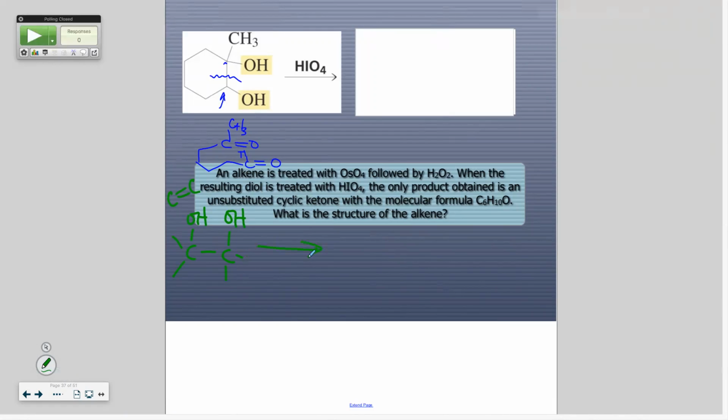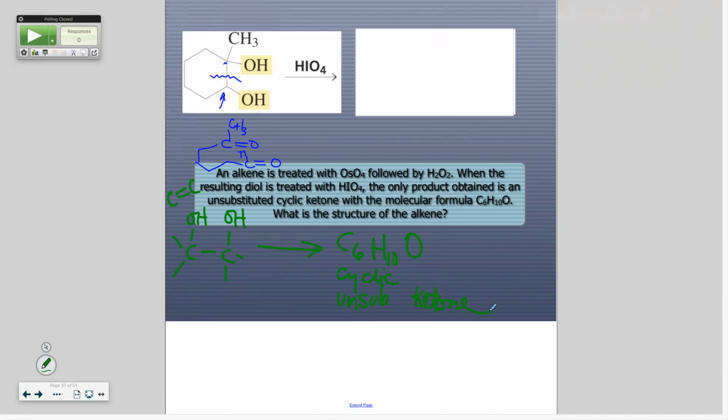That's the question. It is treated with HIO4, and the only product obtained is an unsubstituted cyclic ketone with the molecular formula C6H10O. And you know that it's cyclic, unsubstituted, and a ketone. So what is it? What is the cyclic unsubstituted ketone with formula C6H10O?